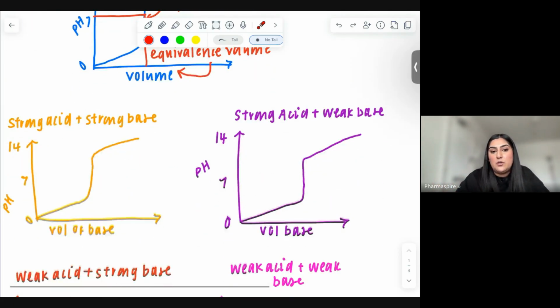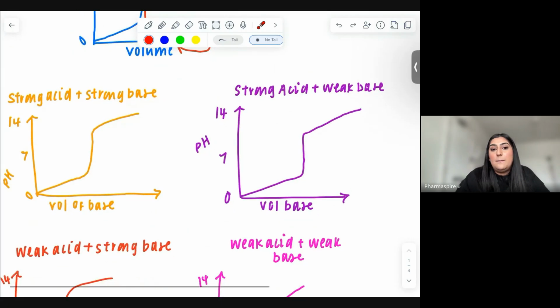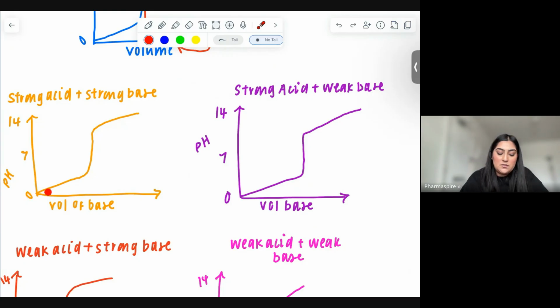So what do you actually need to know? You need to be aware of the sort of graphs that you need to know. Now, these two look really similar, but I'll talk about how to identify them. If you look at your starting pH, that mimics your acid. If you look at my axes, these are all volume of base being added. That's the main thing. So you look at your starting pH, and that is your acid, and then the final pH resembles your base.